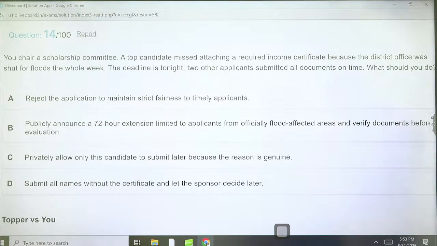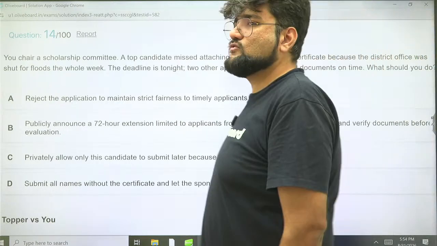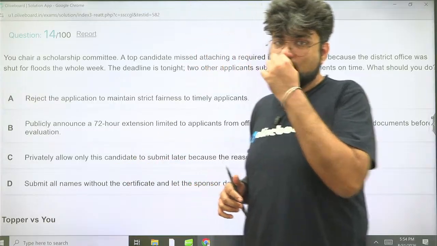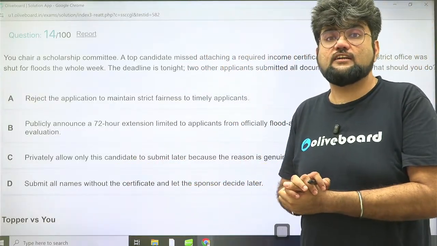Here, the question is telling us that you chair a scholarship committee and a top candidate missed attaching a required income certificate because the district office was shut for floods the whole week. The deadline is tonight. 2 other applicants submitted all documents on time. What should you do? Should you reject the application to maintain strict fairness to timely applicants?